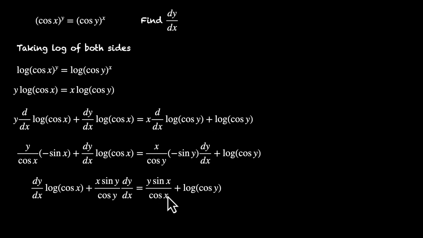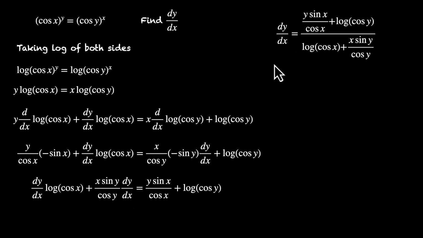All right. So we have dy by dx common. This becomes log of cos of x plus x sin y by cos y. We can put this in the denominator, and the numerator is y sin x by cos x plus log cos of y. Sin x by cos x is tan x, sin y by cos y is tan y. So this becomes dy by dx equals y tan x plus log cos y divided by log cos x plus x tan y. So that's our dy by dx for this implicit function.